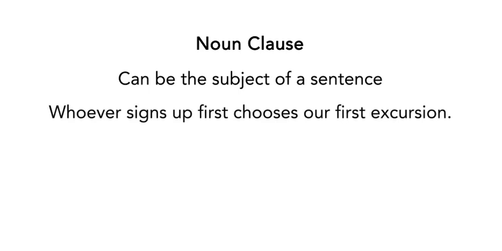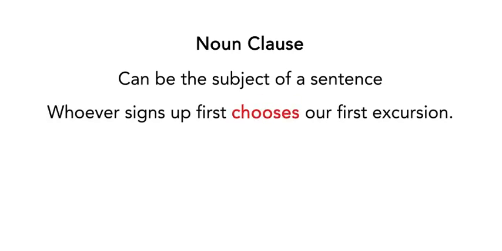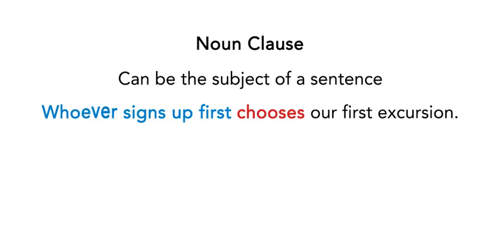A noun clause can be the subject of a sentence. Whoever signs up first chooses our first excursion. In this sentence, chooses is the verb. Who chooses? Whoever signs up first. Therefore, whoever signs up first is the subject.